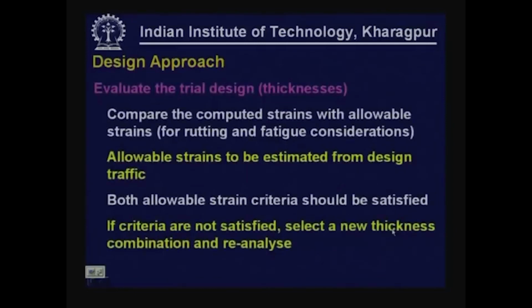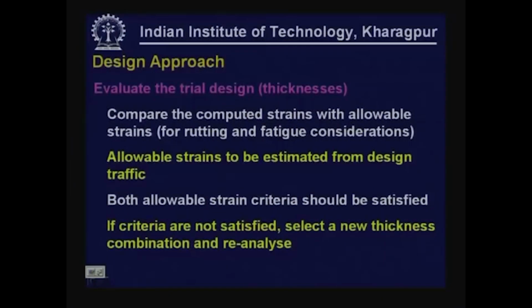So, evaluating the trial thickness, the next step that we do is compare the computed strains with allowable strains for rutting and fatigue considerations. Allowable strains will be estimated for the given design traffic, 50 million, 20 million, 100 million, depending on the traffic intensity, on the number of years we have selected as design life period, and various other traffic related parameters.